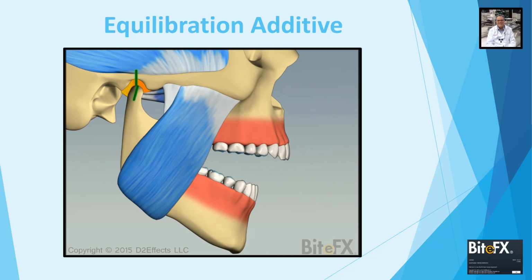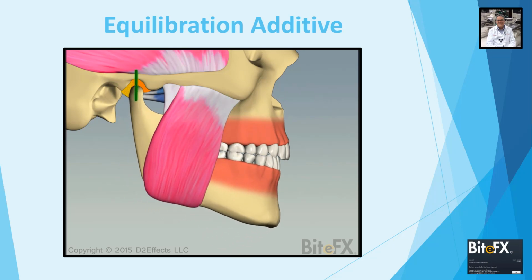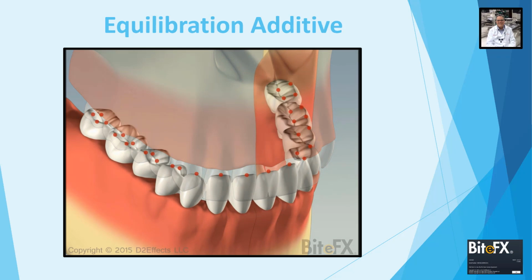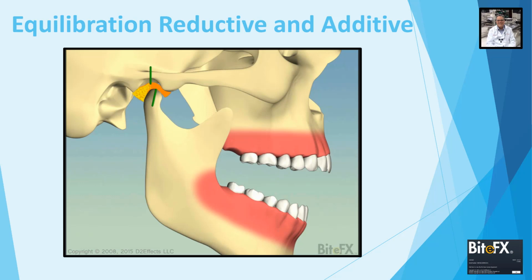So we use some composite. We add it onto the surfaces so that when we're done, we end up with these cusp tips and fossas and incisal edges. Probably more commonly, though, you use a combination. You do some reduction in some areas and you do some additive in others.